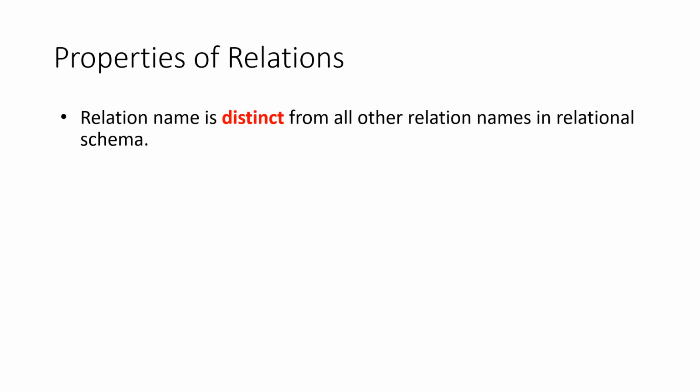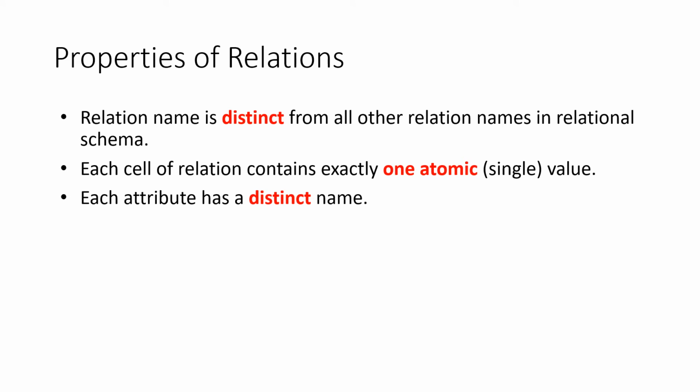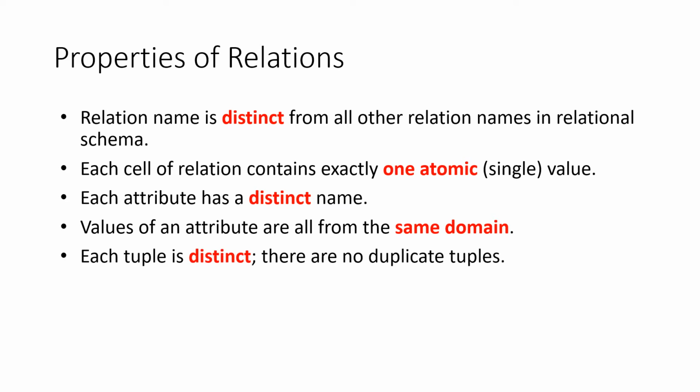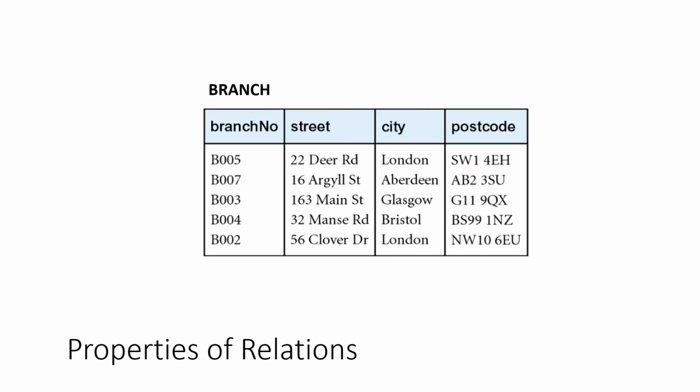So now, what about the properties of relations? The relation name is distinct from all other relation names in the relational schema. Each cell of a relation contains exactly one atomic value. Each attribute has a distinct name. Values of an attribute are all from the same domain. Each tuple is distinct; there are no duplicate tuples. The order of attributes has no significance. The order of tuples has no significance, theoretically.